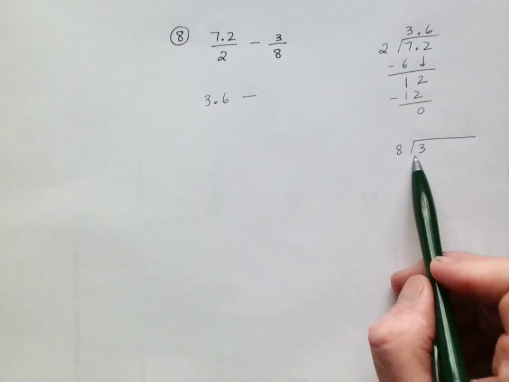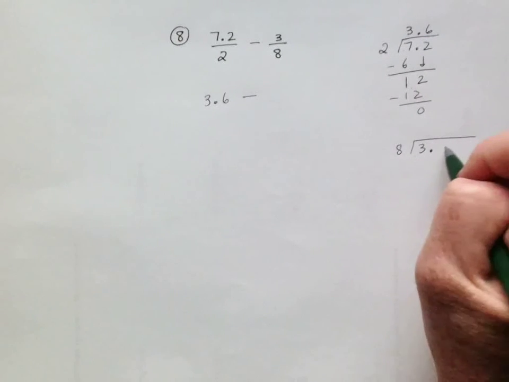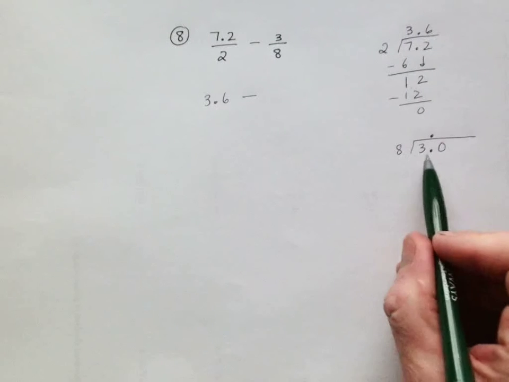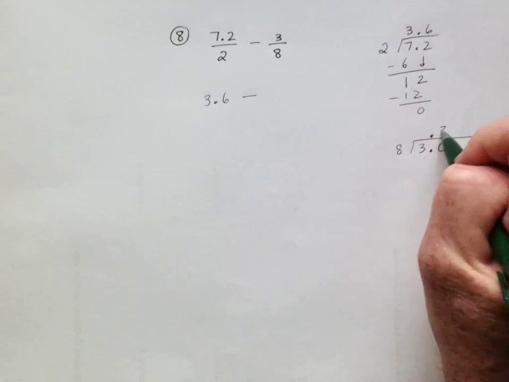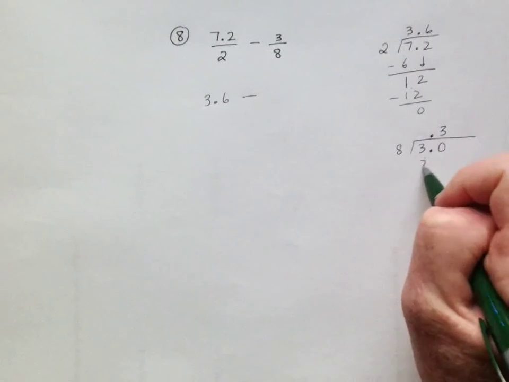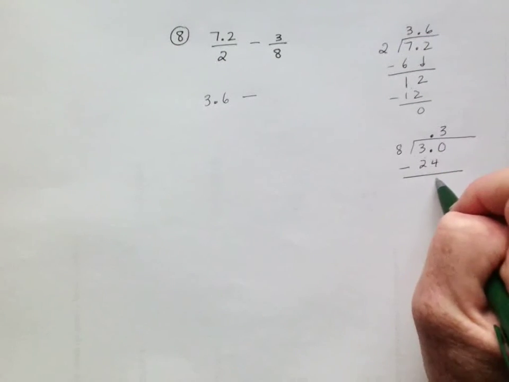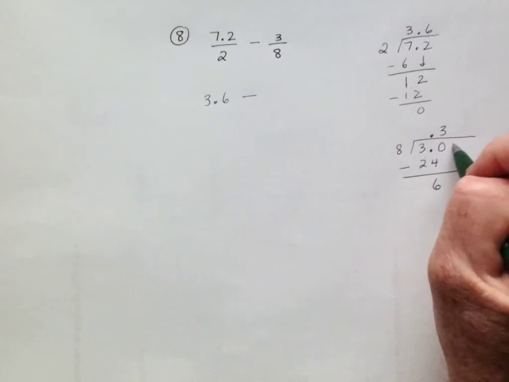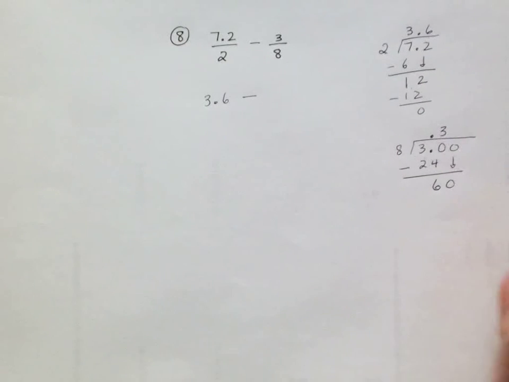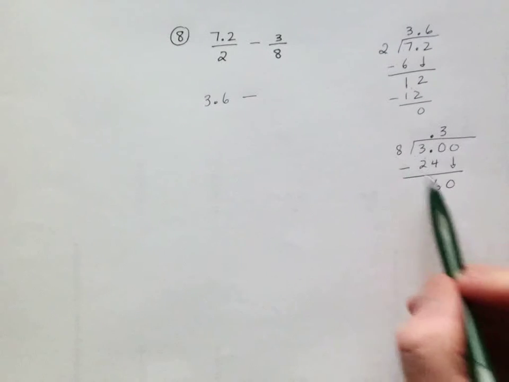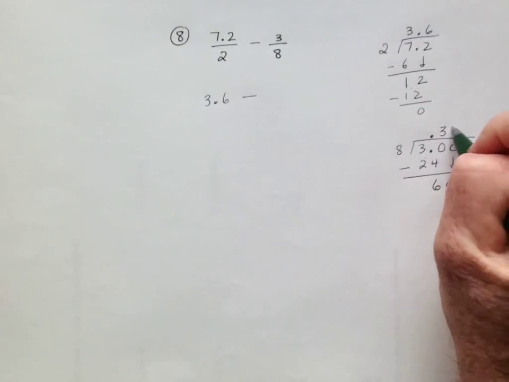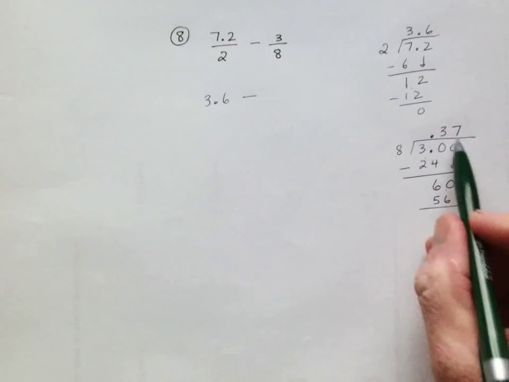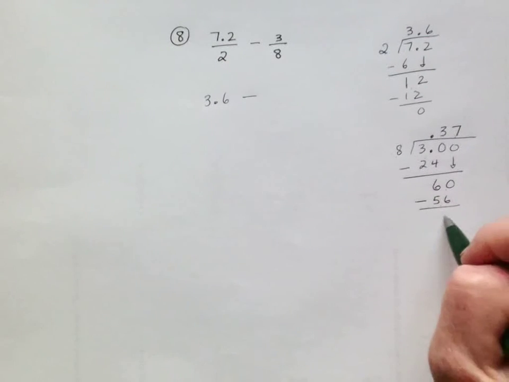And an 8 won't divide into a 3. That means we need to use decimals. So I'll put a decimal point and then a 0 placeholder. And then an 8 divided into a 30 would go 3 times. So this would be 24. You subtract and we get a 6. And then repeat the process. An 8 will not divide into a 6, so I need another 0 right here. Carry down the 0. And then an 8 into 60. Well, 8 times 7 is 56, and then subtract, it leaves a 4.